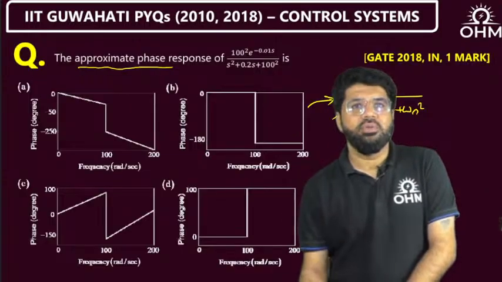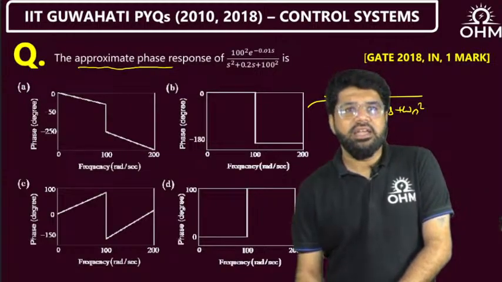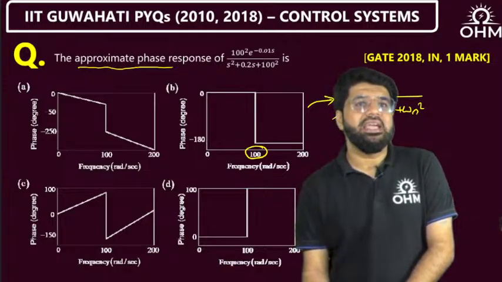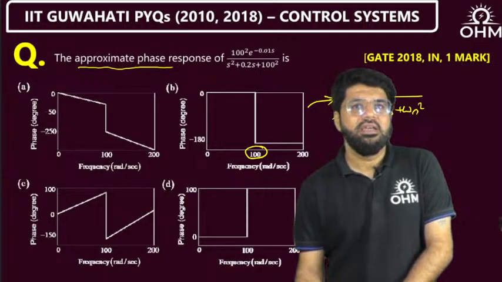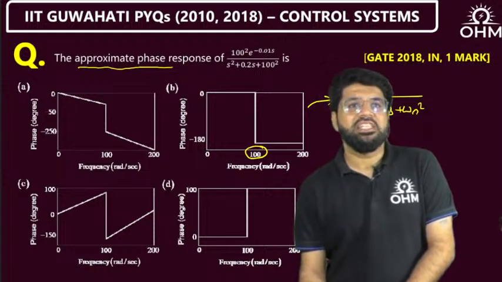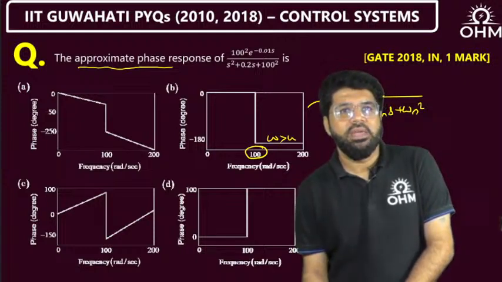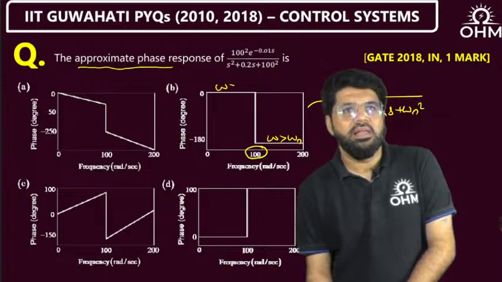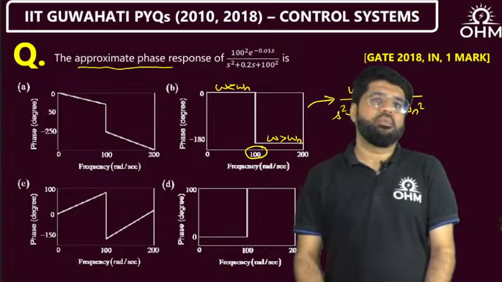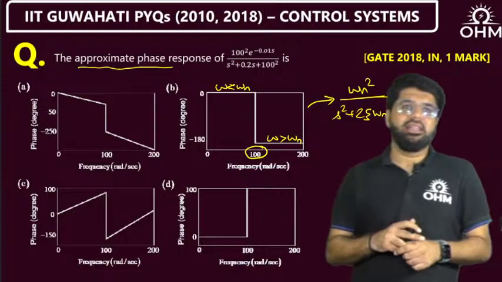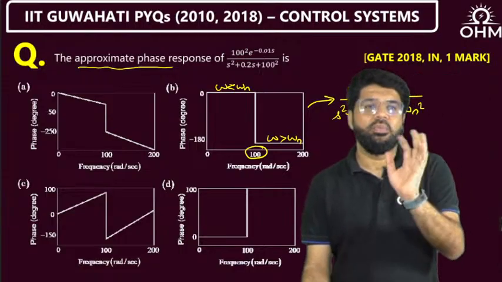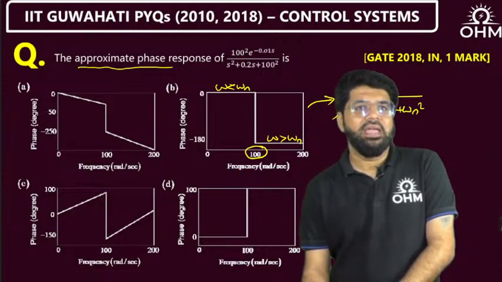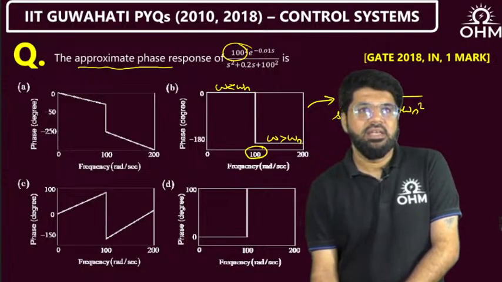Let me also tell you that for the second order transfer function, the phase is approximately taken as 0 up to the corner frequency, and then the phase is minus 180. This is for omega greater than omega n, and the 0 is for omega less than omega n. The corner frequency here is equal to omega n only. Omega n is 100, as you can see.